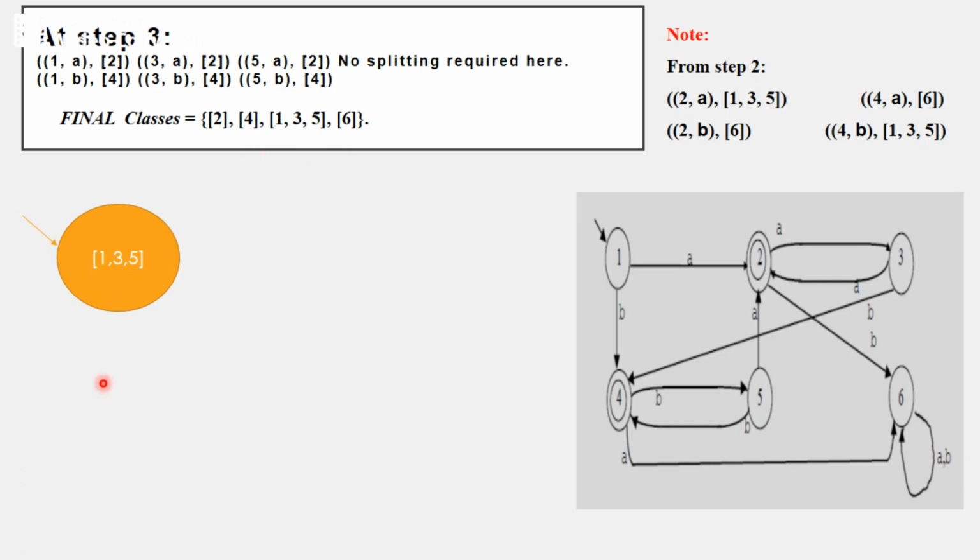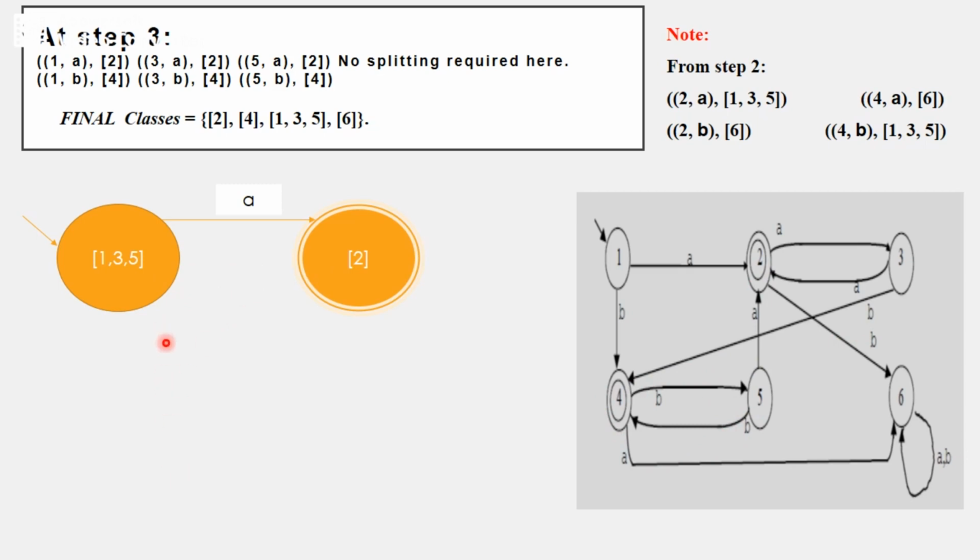Now {1, 3, 5} on A goes to which class? You can check here also, any one you can check. 1 on A goes to 2. So {1, 3, 5} on A goes to class 2. Then 1 on B goes to 4. 3 on B goes to 4 and 5 on B goes to 4. So all go to 4.